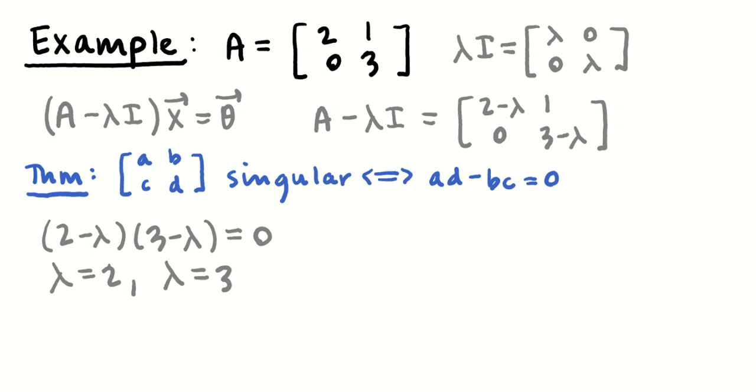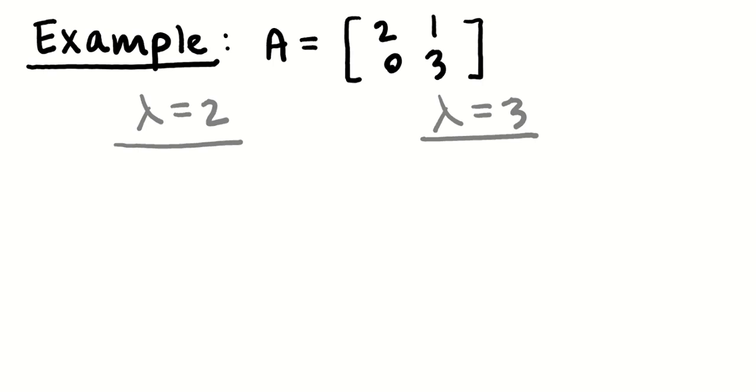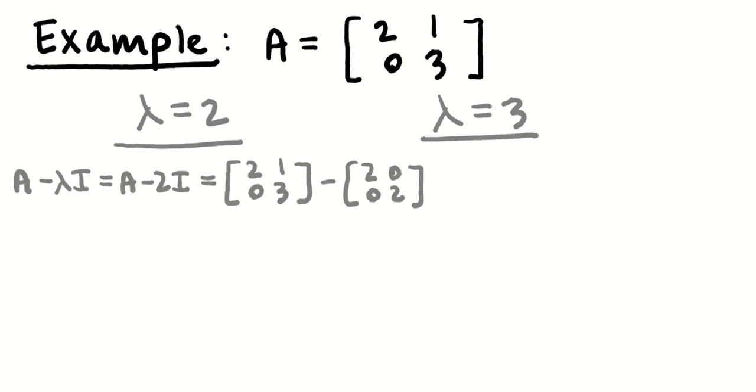Okay? So that's the first step in this problem, find the values of lambda that make A minus lambda I singular. And now that we've got our eigenvalues, we're going to need to dive in and compute the null space of A minus lambda I for these two different values of lambda. So for lambda equals 2, I'm going to be super explicit: A minus 2I is the original matrix A minus the matrix with 2, 0, 0, 2, and that's going to be equal to 2 minus 2 is 0, 1 minus 0 is 1, 0 minus 0 is also 0, 3 minus 2 is 1. Okay, so I'm going to just put that in there and replace that.